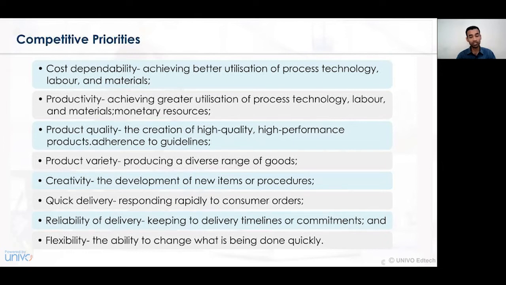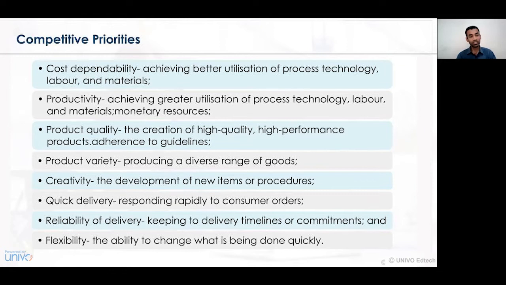The reliability of delivery. Reliability of delivery is with respect to keeping delivery timelines or commitments. The commitment that has been given by the organization for the actual time of delivery should be maintained in a very effective way, and accordingly all those operational activities need to be undertaken in a better situation.